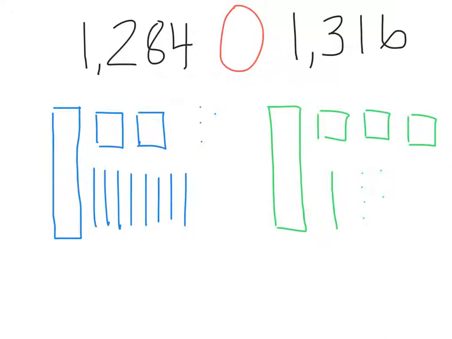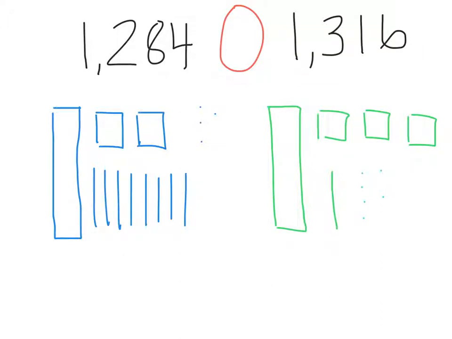Here, boys and girls, I'm going to start with the greatest place value. My greatest place value is the thousands place. I noticed that each of those numbers has 1,000. Since they're both the same, I have to move to my hundreds place. This one shows that I have 200, and my other number shows that I have 300. So this number is greater than this number because it has 3 versus 2.